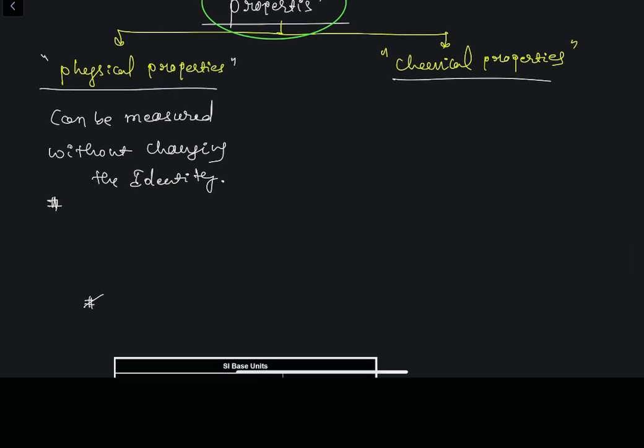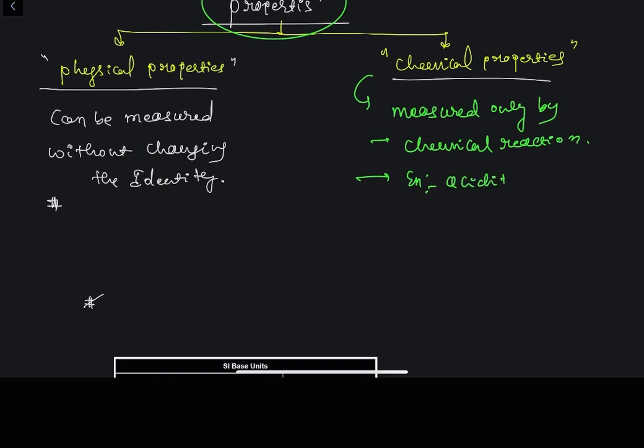But when it comes to chemical properties, these properties can be measured only by chemical reactions. These cannot be determined just by viewing and touching the substance. Chemical properties show the kind of reaction in which a substance can take part. Example, acidity, combustion. These are chemical properties only.